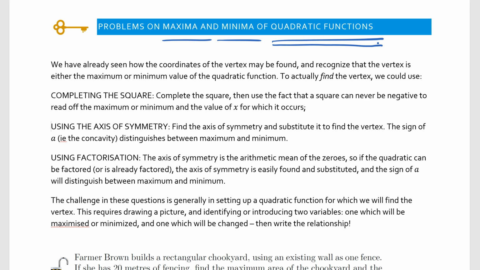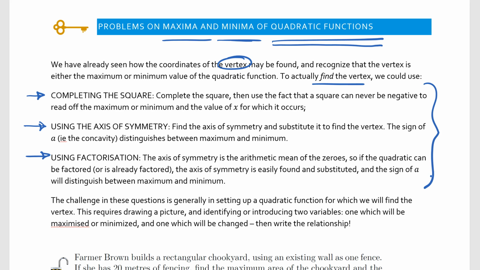So in terms of what we know, if we're after the maximum or minimum value of a quadratic, what we're really talking about is the vertex. And we've got several ways to find the vertex. We could use, as we saw in 8b, completing the square, and then read off the vertex. We can use the axis of symmetry, minus b on 2a. We can use factorisation, because if we can find the two zeros or the roots, then we know that the axis of symmetry is midway between these two.